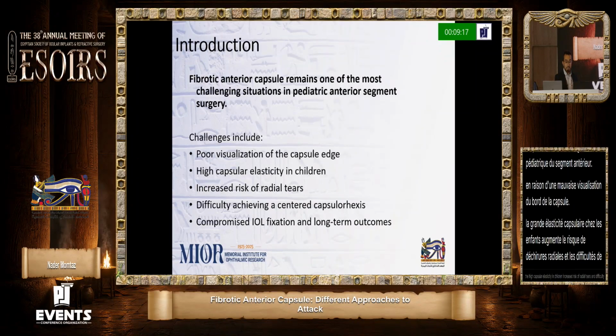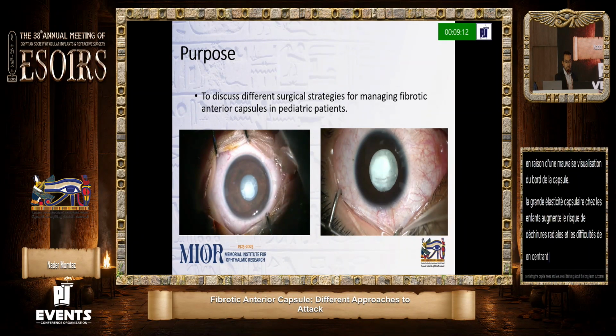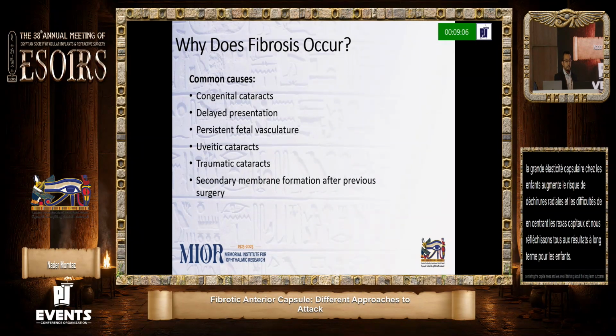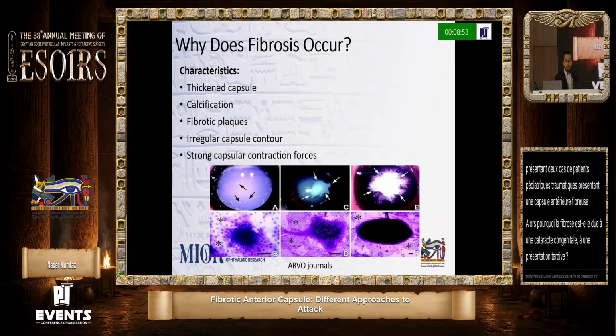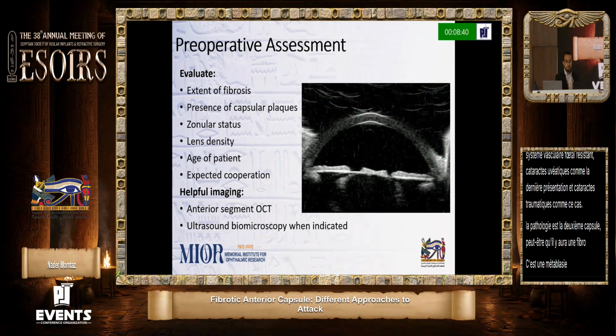And we are all thinking about the long-term outcomes for the children. Today I'm presenting two cases of traumatic pediatric patients with a fibrotic anterior capsule. So why does the fibrosis occur? Due to congenital cataracts, delayed presentation, persistent fetal vasculature, uveitic cataracts like the last presentation, and traumatic cataracts like this case. The pathology is the thickened capsule. Maybe there will be fibrotic plaques. This is a metaplasia at the anterior capsule.